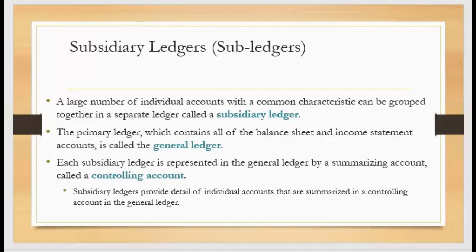A large number of individual accounts with common characteristics can be grouped together in a separate ledger called a subsidiary ledger. Common characteristics means, say, everybody is an energy consumer, so we can put them into a common-characteristic sub-ledger. Similarly, the primary ledger, which contains all of the balance sheet and income statement accounts, is called a general ledger. So that sub-ledger needs a general ledger to be established. Otherwise, that sub-ledger will not work.